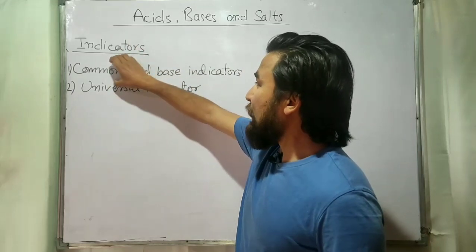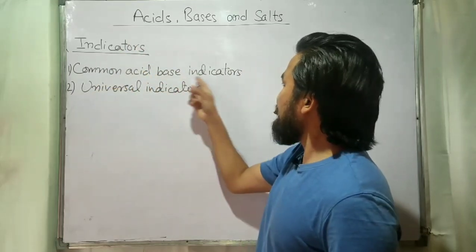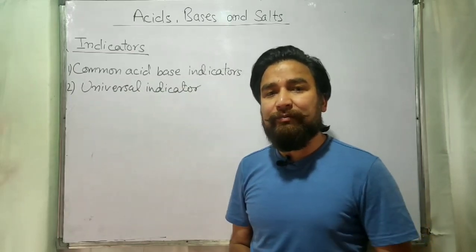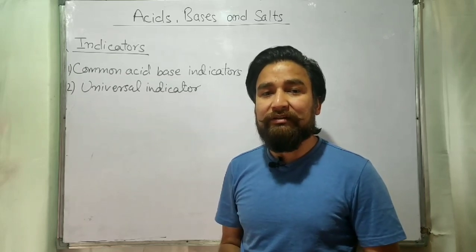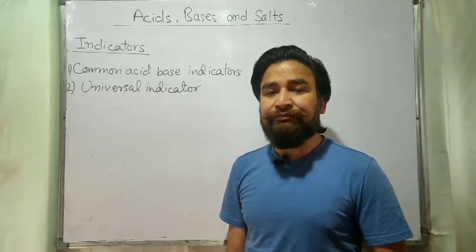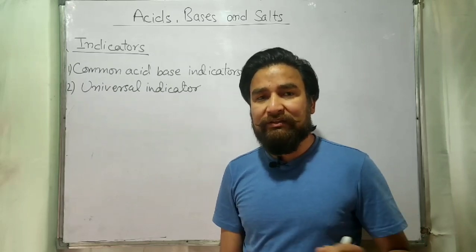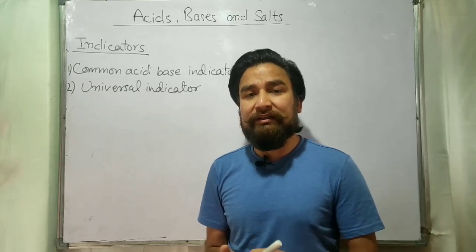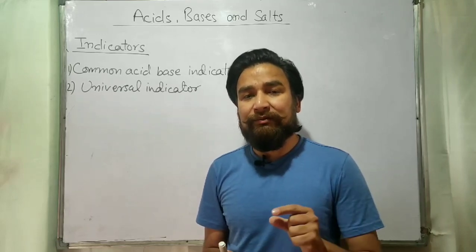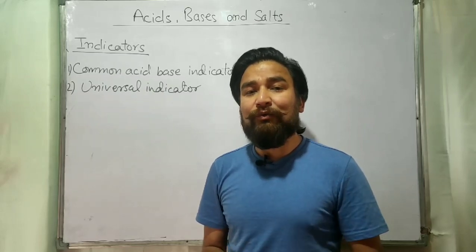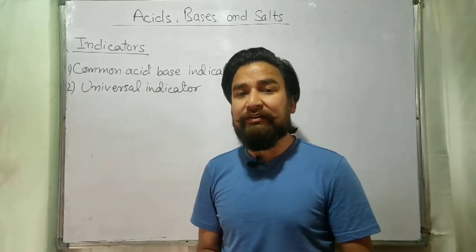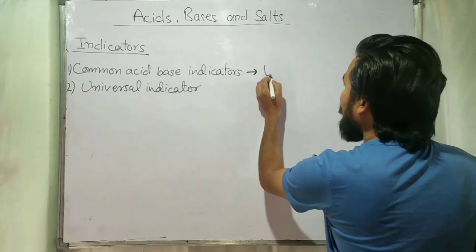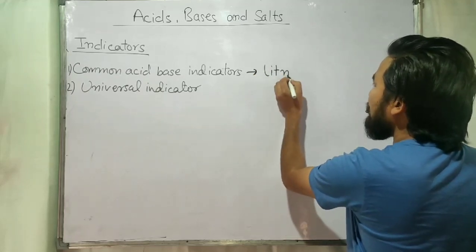Now there are two types of indicators. One is common acid base indicators and the other is universal indicator. So what are common acid base indicators? The common acid base indicators are those which can identify whether a substance is acid or base, but they cannot identify the acidic or basic strength, means how much acidic or basic a substance is. So generally they cannot find out the pH value of that particular acid or base. However, they can give you information about being acid or base. So there are some examples like litmus.